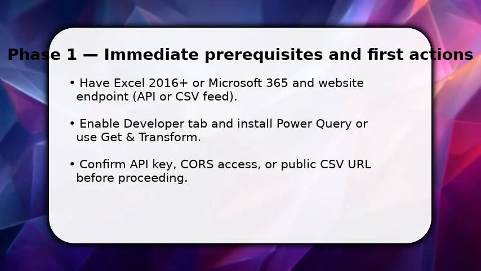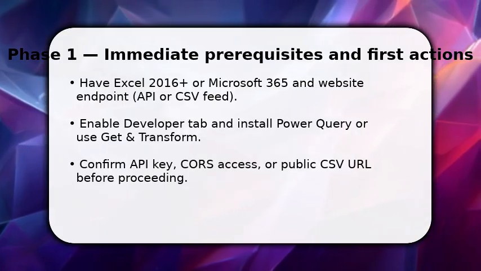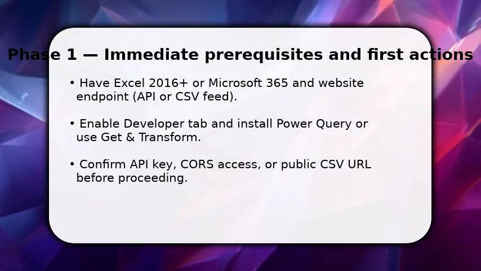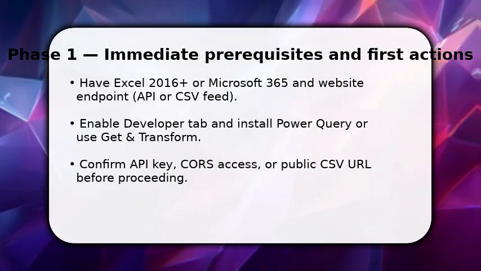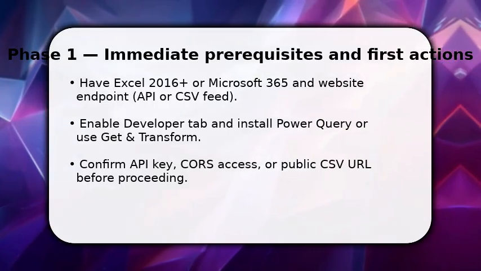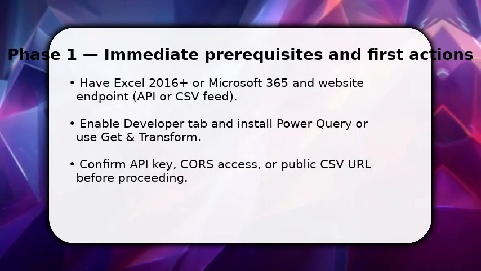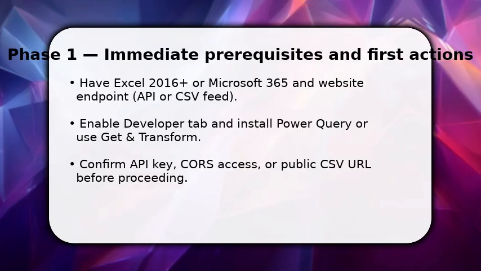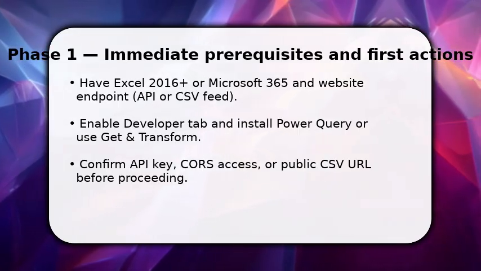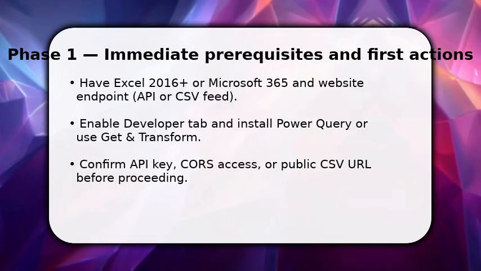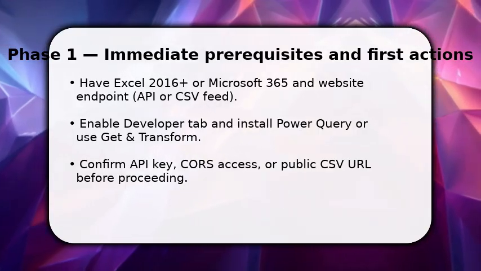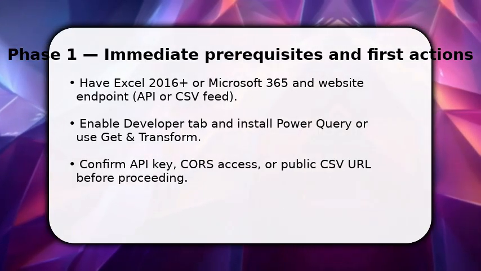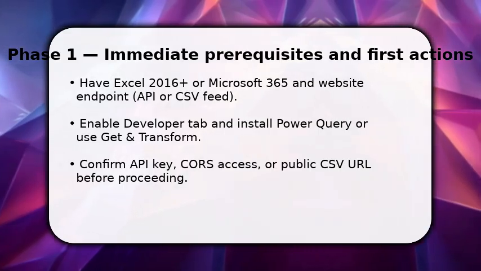You start by verifying prerequisites: Excel 2016 or Microsoft 365, and the website endpoint type, API or CSV feed. Once done, enable the Developer tab and open Get and Transform because that tool pulls data cleanly. Make sure you have any API key or public CSV URL available. Without credentials, requests fail. Now, choose Get Data from Web to begin.